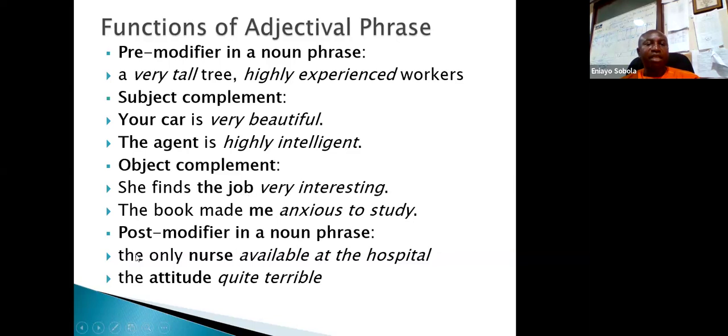For example, here: the only nurse available at the hospital. Look at it, available at the hospital is an adjectival phrase which post-modifies the noun nurse. It post-modifies the noun nurse. Another example: the attitude quite terrible. Quite terrible here is an adjectival phrase that post-modifies the noun attitude.